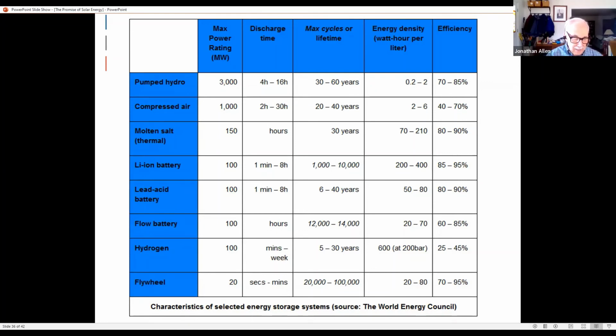So let's look at the main contenders. All of them have their plus and minus properties and vary in round-trip efficiency. Round-trip efficiency is what fraction of the energy you put in can you later get back out.